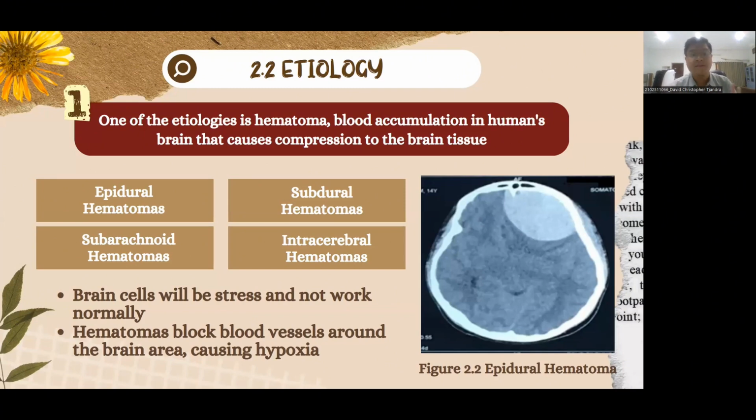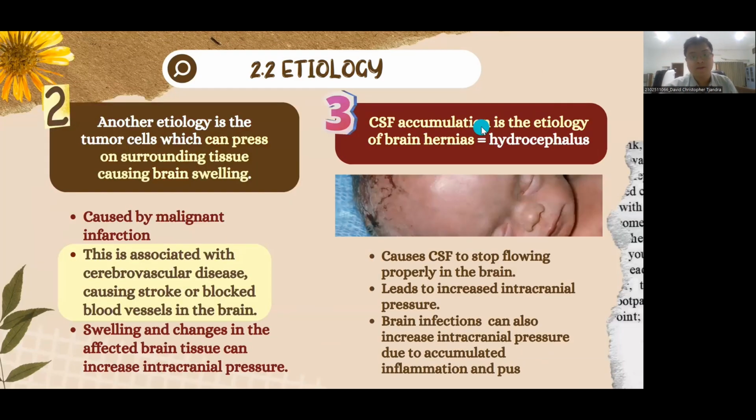It also blocks blood vessels around the brain area, which causes hypoxia. Another etiology is tumor cells, which can press on surrounding tissue, causing brain swelling. It is caused by malignant infarction and associated with cerebrovascular disease, causing stroke or blocked blood vessels in the brain. Swelling tissue can increase intracranial pressure.